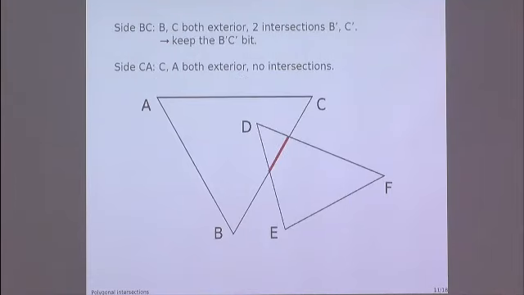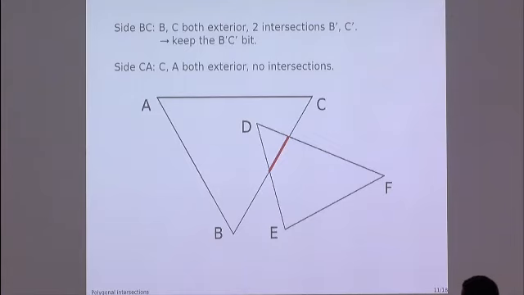Then you continue. You take BC, and you see that B and C are both exterior too. But there are two intersections here and here that you can call B prime and C prime. So you just keep that bit. And you continue the loop. You go to CA, both exterior, no intersections, you dump it. So you basically only have this.